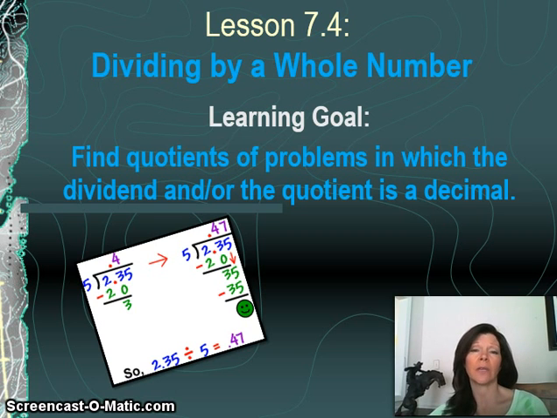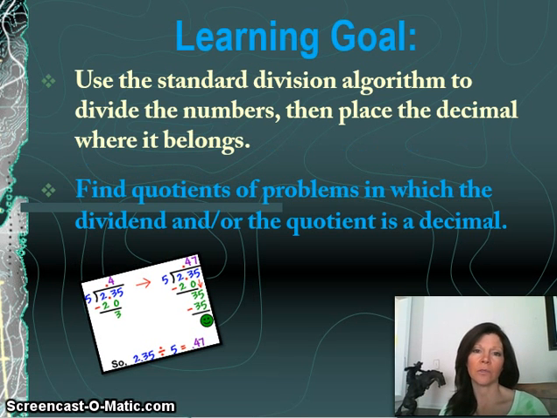Your learning goal for this evening is to find quotients of problems in which the dividend and/or the quotient is a decimal. Two learning goals for this evening. Please take the time to write them both in your spiral. Pause the video and then you may continue.